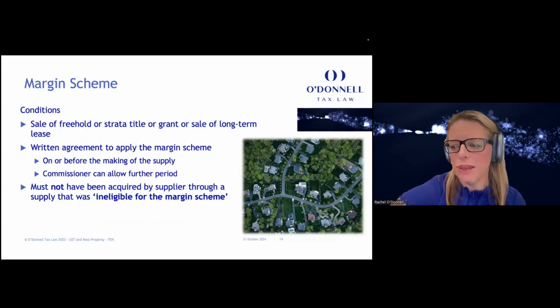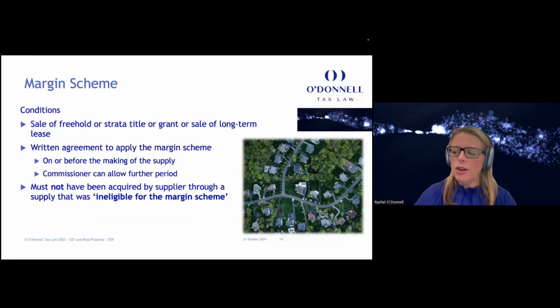Some conditions to be able to apply the margin scheme. It applies to the sale of freehold or strata title, or the grant or sale of a long-term lease. The sale of a long-term lease there is effectively a transfer, and that's most likely to be relevant in the context of things like ski fields. You need a written agreement to apply the margin scheme, and that needs to be on or before the making of the supply or within such further period as the Commissioner allows. Because that's a discretion, it is best not to rely on that unless you absolutely have to.